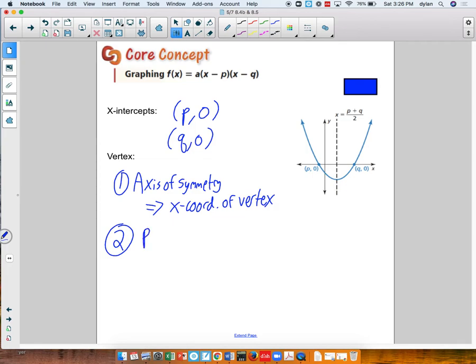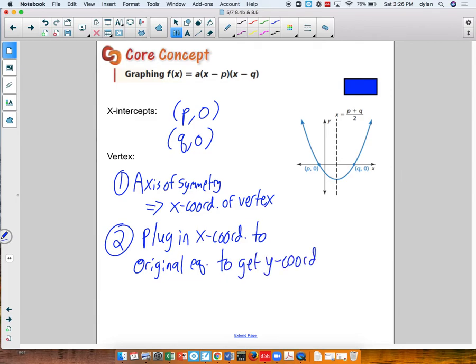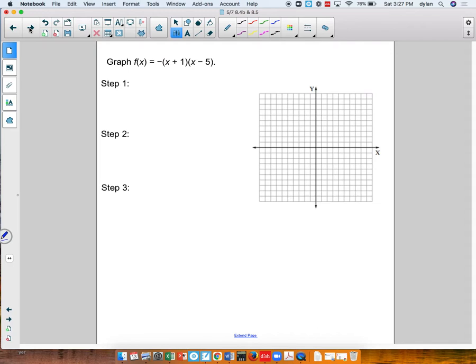All we have to do is plug in the x-coordinate to the original equation, and that will give us the y-coordinate. We'll go through an example of this so you can see exactly what I'm talking about here. So let's look at a final example here.